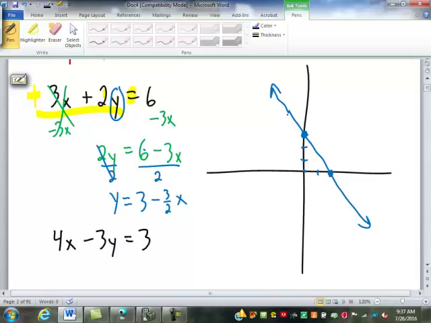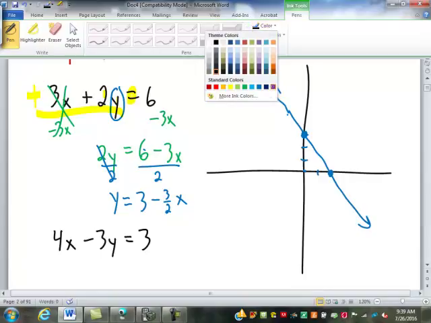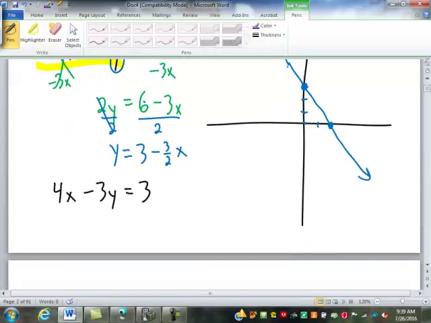I want you to try this one, see how it comes out in your notes. So, what's step 1 here? Subtract the 4x. Very good. So we're left with just negative 3y. What's 3 minus 4x? 3 minus 4x.